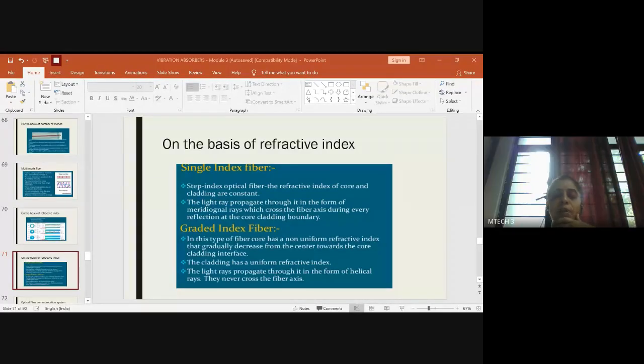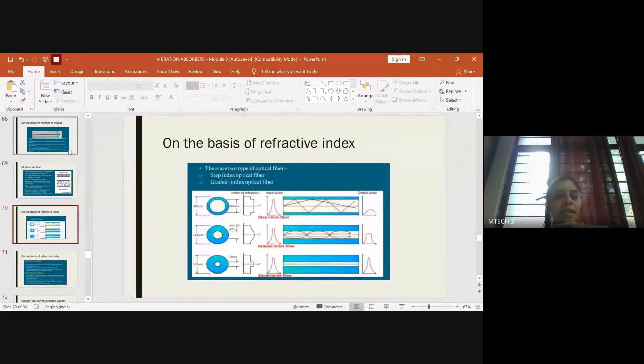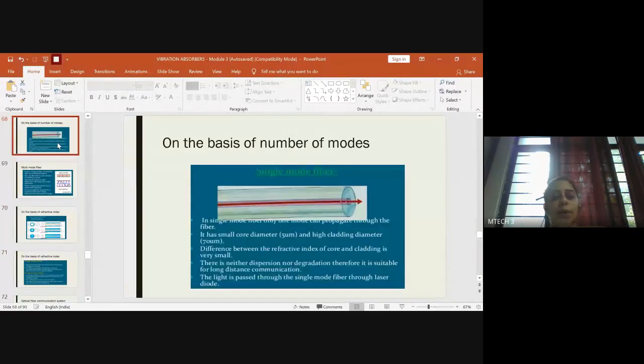Yeah, so you should know how to classify based on what has been asked. So we studied both types of classification. One is based on the refractive index and the second one is based on the number of modes.